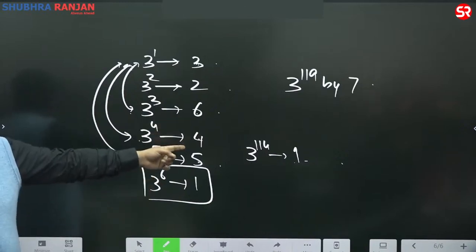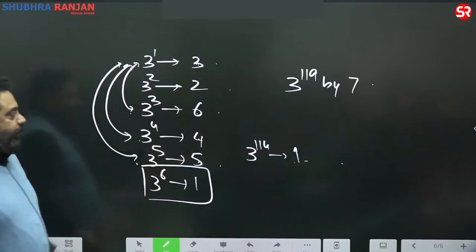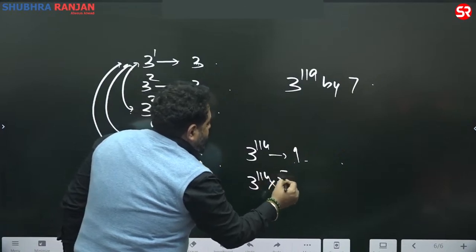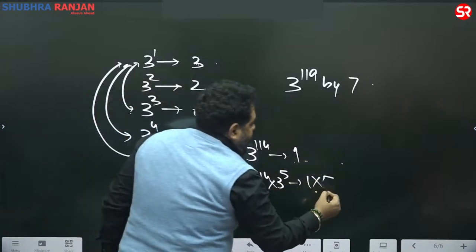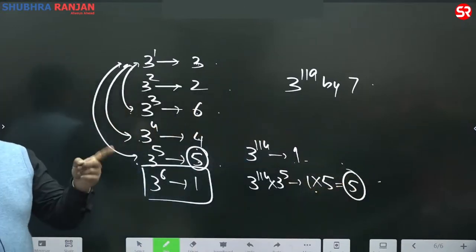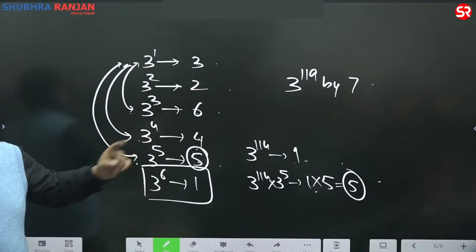Divisibility rule of 6: a multiple of 2 and a multiple of 3. 114 is a multiple of 2 also, multiple of 3 also. And then 3 to the power 114 into 3 to the power 5 gives you 1 into 3 to the power 5. 3 to the power 5 is giving you 5. Remainder is 5. How many of you got 5? Good. Expect these kind of questions.